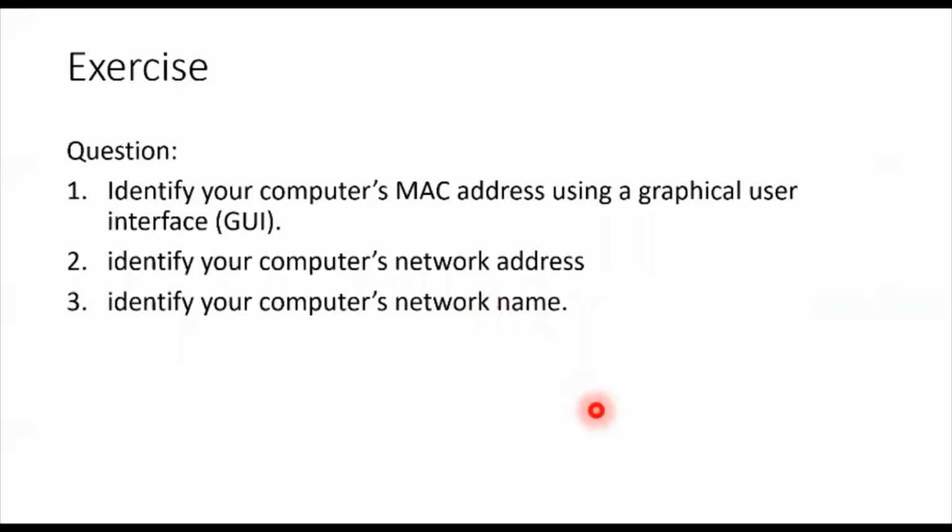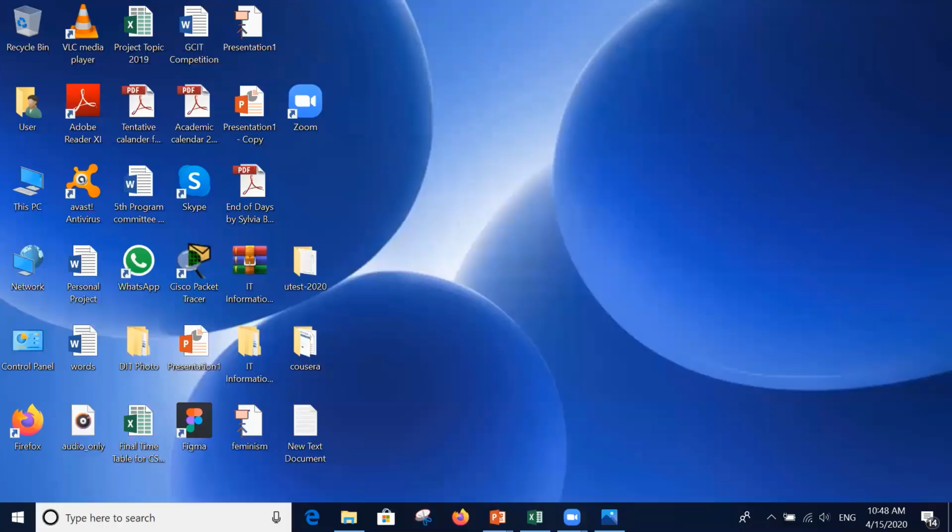So let us try this one. We will try to identify the MAC address using the graphical user interface, and try to find out the network name and the network address, or IP address, for my computer for now. If you have a computer, I would like you all to also check the MAC address, network address or IP address, and network name of your computer or device. Okay, now let us see the MAC address and IP address of my system through the graphical user interface.